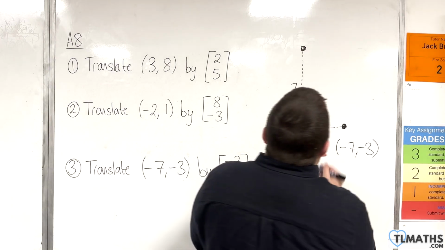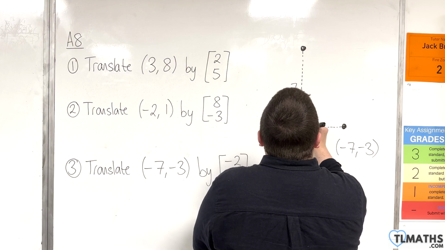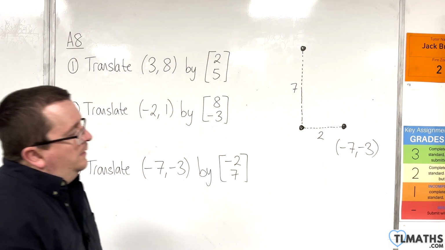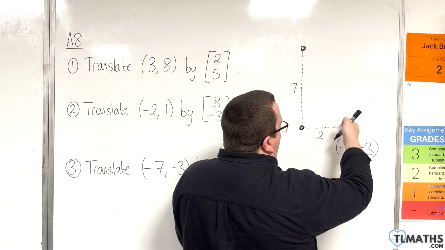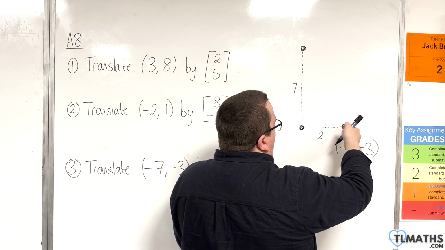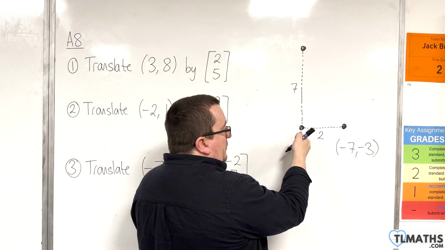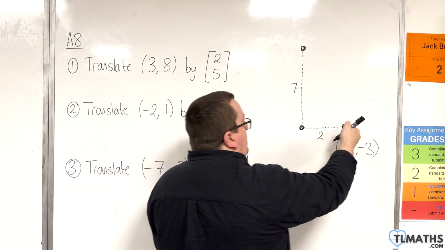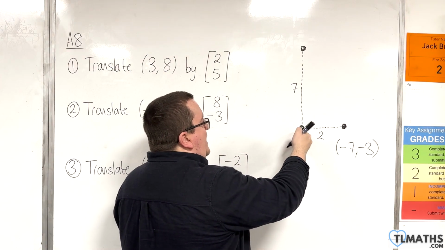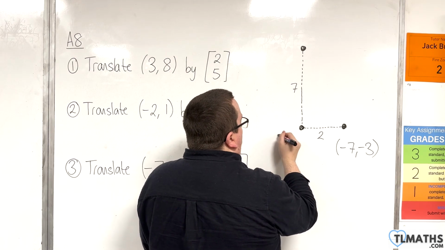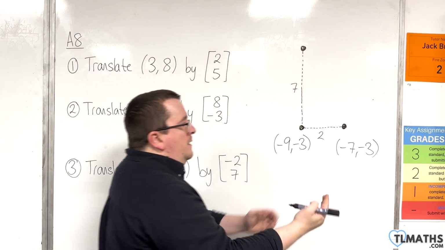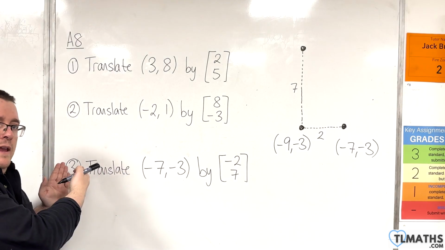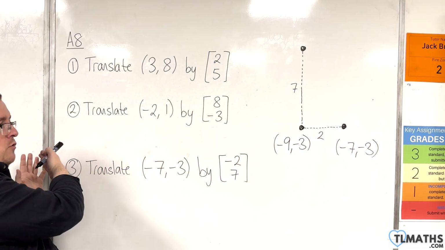So let's think about where it is here first. So the x-coordinate here is -7. And I've gone 2 units to the left. So it's become more negative. So I'm taking a 2 away. And so this point will be (-9, -3). So you're moving 2 along in the negative x direction.